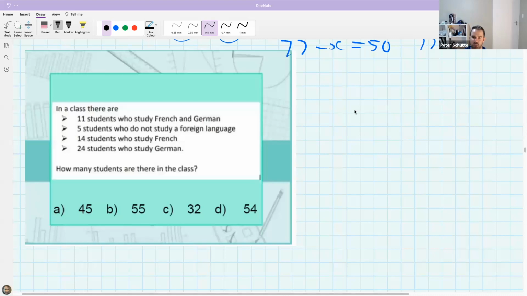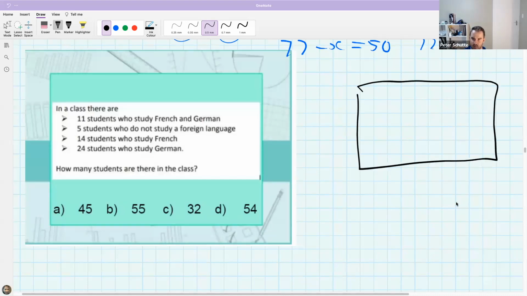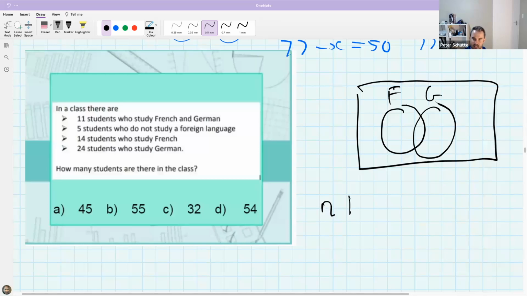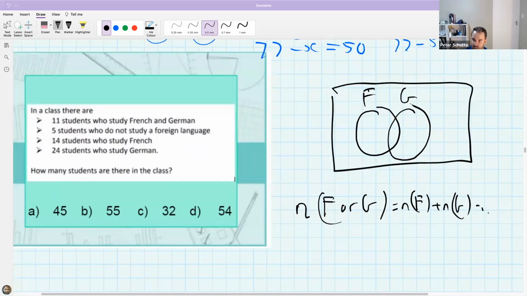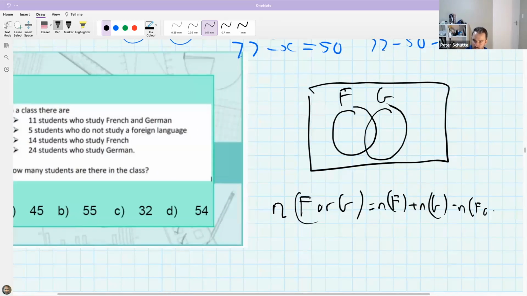There's a couple of ways you could look to solve this. As a Venn diagram, we could do it with French and German, so F and G. Or you could use the identity which says the number in F or G is equal to the number in F plus the number in G minus the number in F and G. Both of those would work.